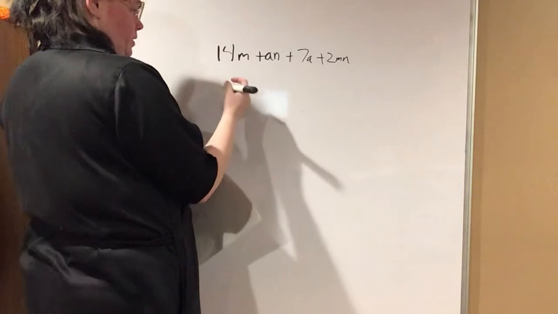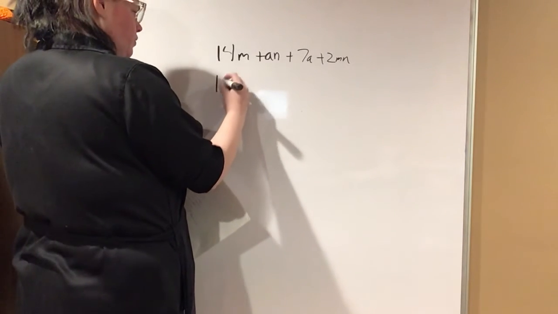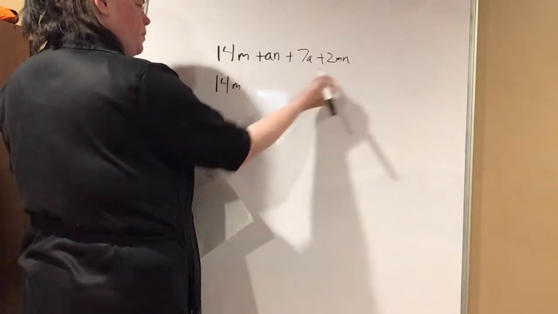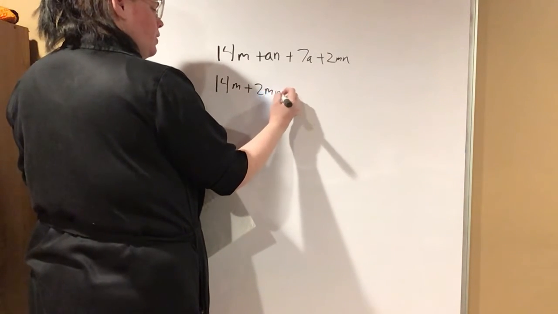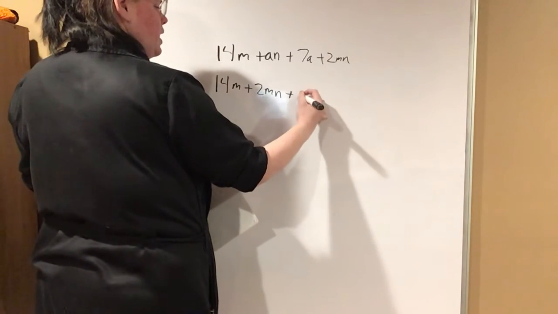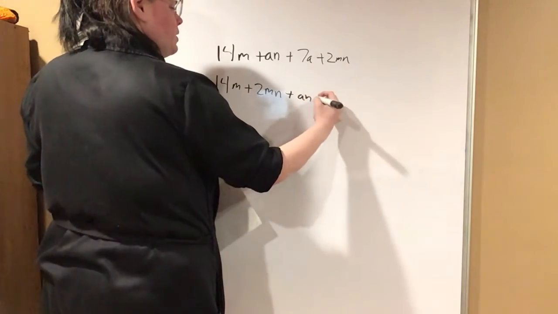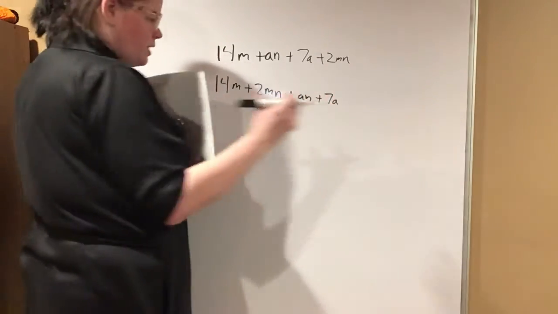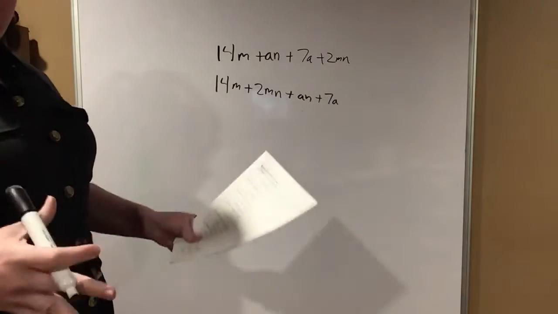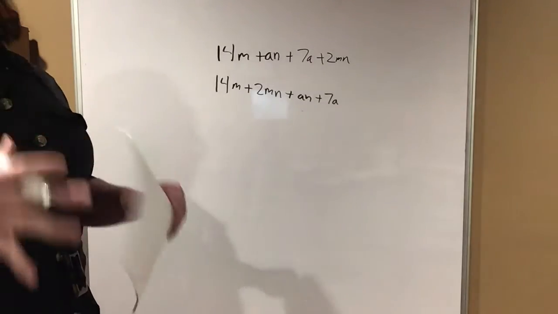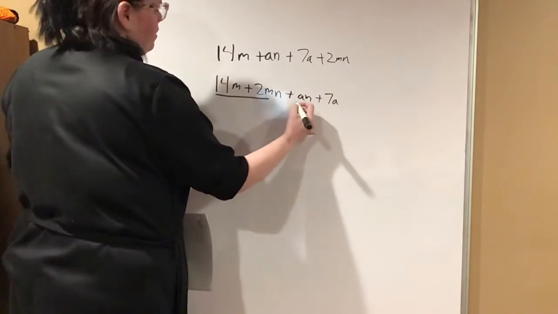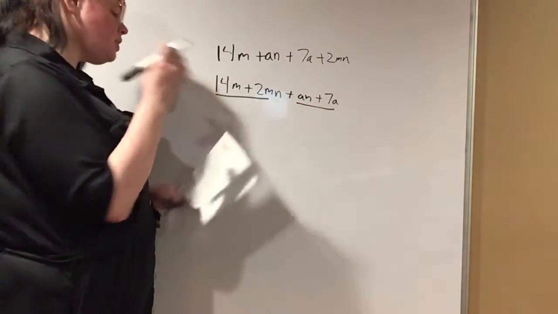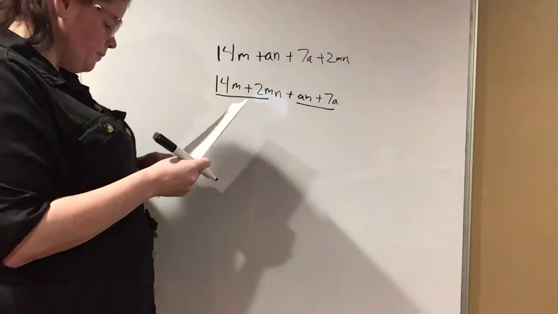What I'm going to do is move some things. So I'm just going to do 14m, and I'm going to put this next to it. And then I'm going to put the plus an plus 7a together. So I've grouped them a little bit differently, but it's going to make my factoring easier. Because now I can factor this guy and then factor this guy. That's our whole point. We need to factor certain things.